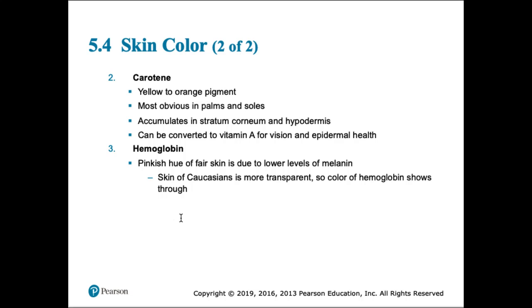There's also the pigment carotene. That's this yellow to orange pigment. You mostly see these in palms and soles, but it accumulates in the stratum corneum and the hypodermis, and it can be converted to vitamin A for vision and epidermal health.